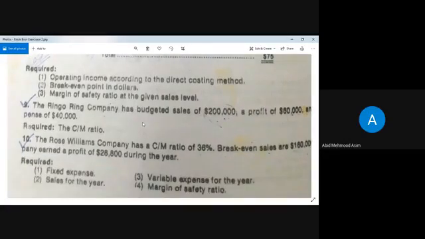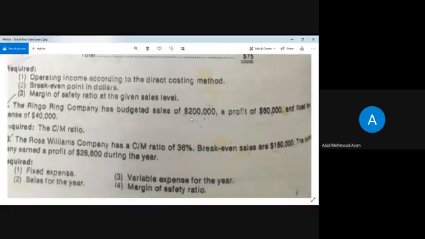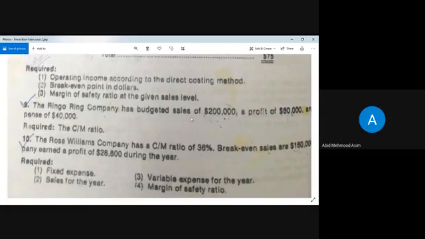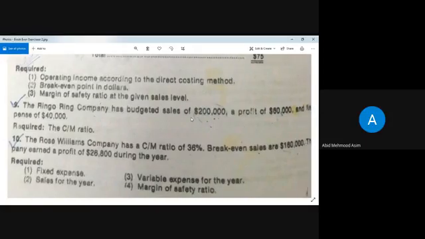Now in the next lecture, next recorded session, I will give you the solution of this as well. The next question, question number 9. The Ring O Ring company has budgeted sales 2 lakh, a profit of 60,000, and a fixed expense of 40,000. Required the contribution margin ratio. The only one requirement, that is contribution margin ratio.